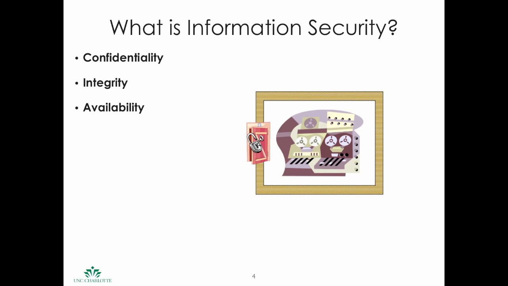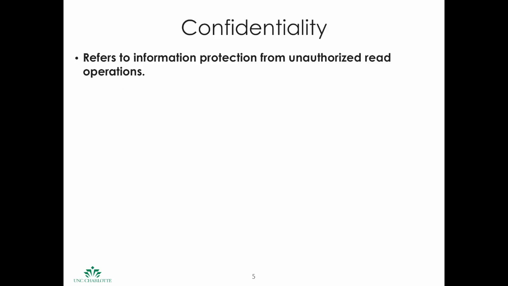So what is information security? Information security is defined as protecting information and information systems from unauthorized access, use and disclosure, unauthorized modification, and unavailability to the legitimate users. So it means that we want to protect our information and systems from those who would seek to misuse it. The three primary concepts in information security are confidentiality, integrity, and availability, which are commonly known as the CIA triad.